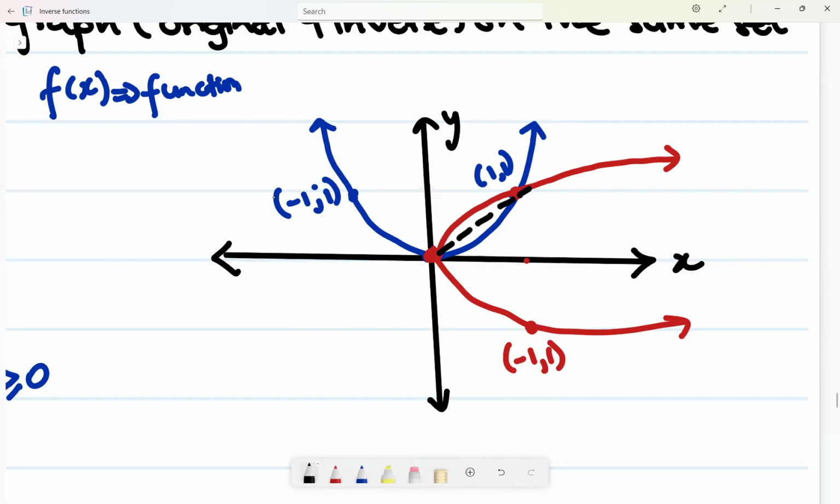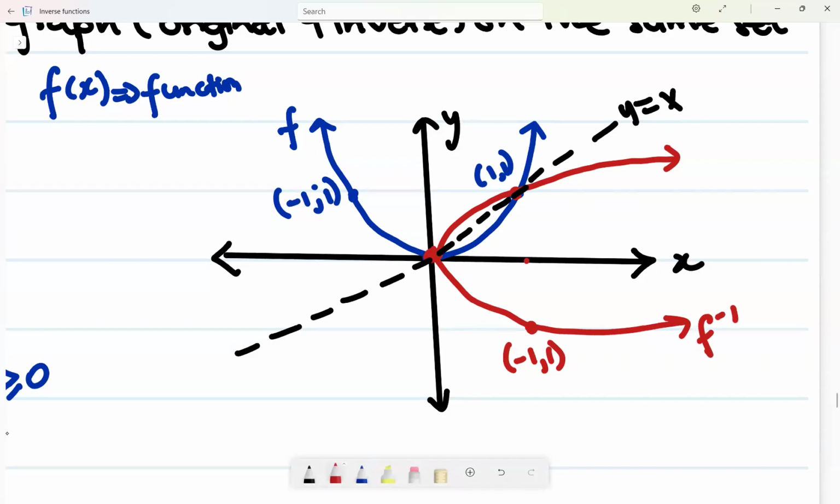from the origin. Okay, let me redraw that. It's going to be exactly from the origin, like that. So this is my line y = x. This is my graph of f. This is my graph of my inverse. The question is: is my inverse a function or not a function? That is the question.